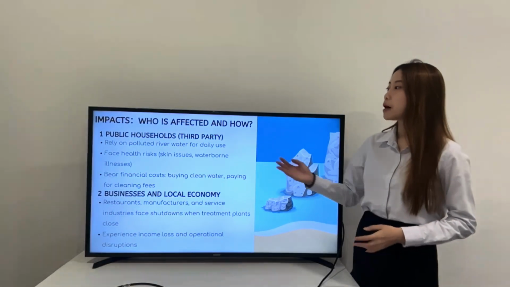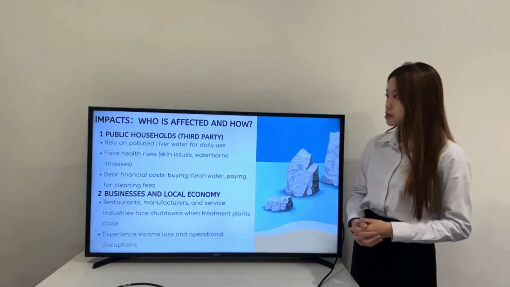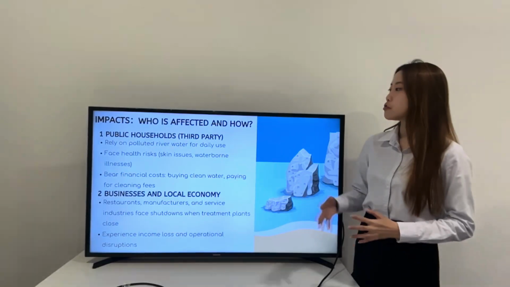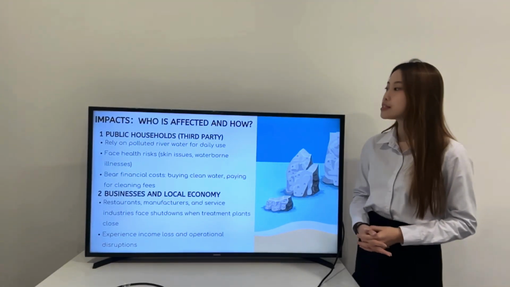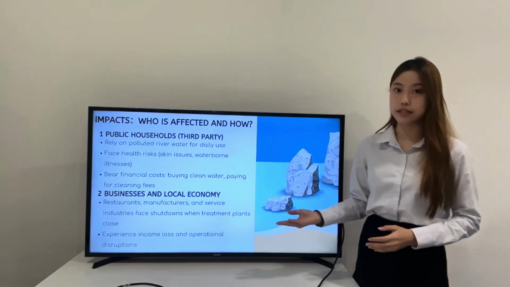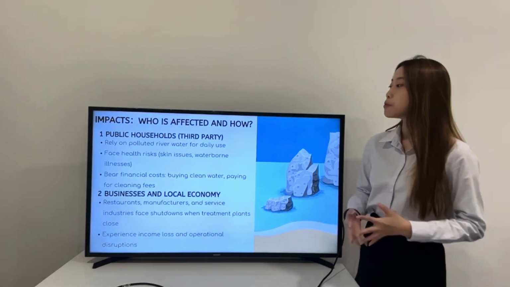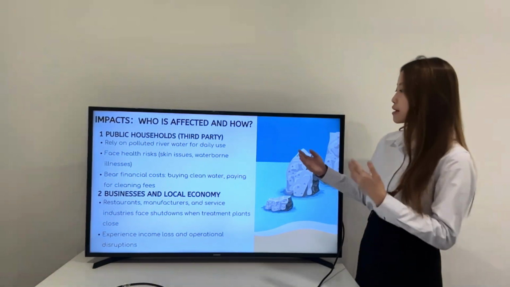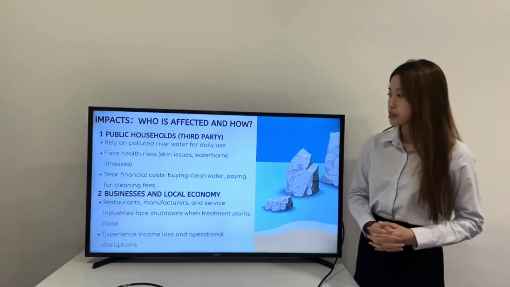The first must be the public households, who are the main victims. They mainly rely on the polluted river water for daily use, and this exposes them to health risks such as skin issues and waterborne illnesses. And this forces them to bear higher financial costs to buy clean water or pay for cleaning fees.